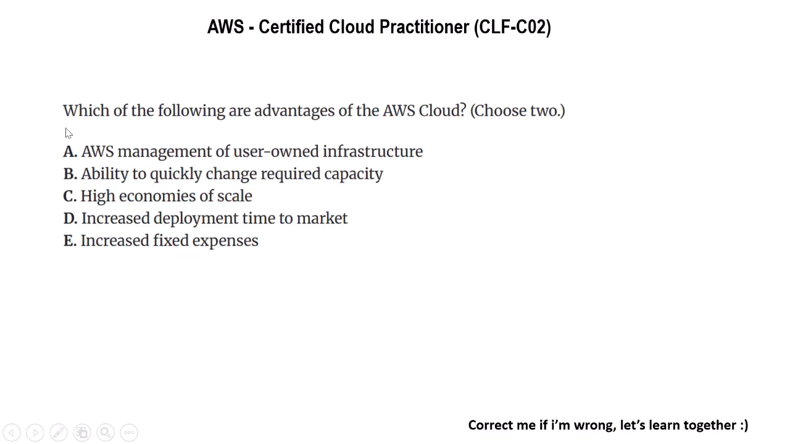Next question. Which of the following are advantages of the AWS cloud? Choose two options. Option A, AWS management of user-owned infrastructure. Option B, ability to quickly change required capacity. Option C, high economies of scale. Option D, increased deployment time to market. Option E, increased fixed expenses. The right options are option B, ability to quickly change required capacity, and option C, high economies of scale.